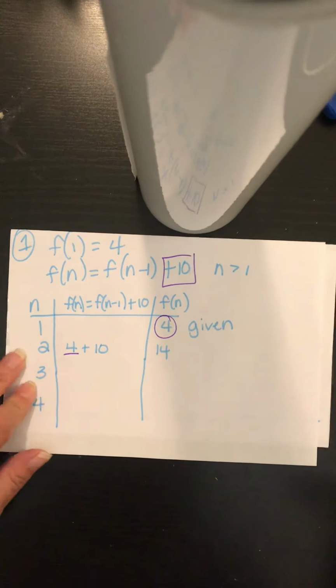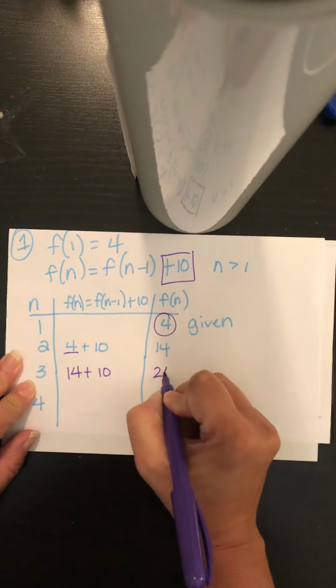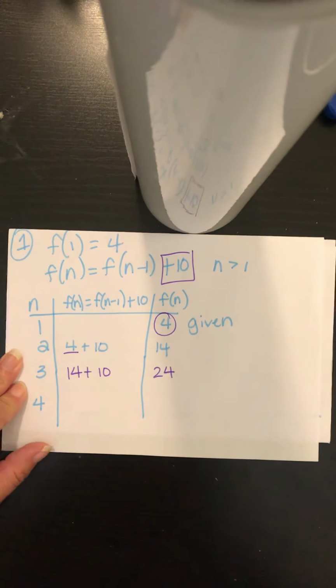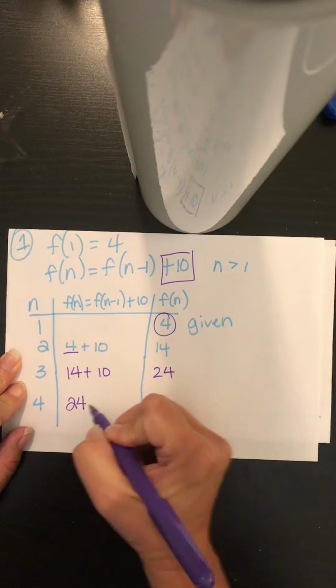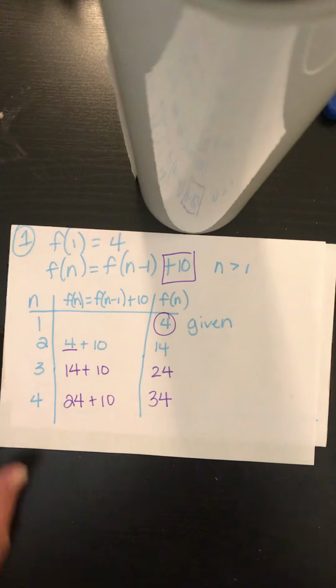So then to find the third term, I have 14 plus 10, and I get 24. I take the 24, add 10 to it, to get my fourth term of 34.